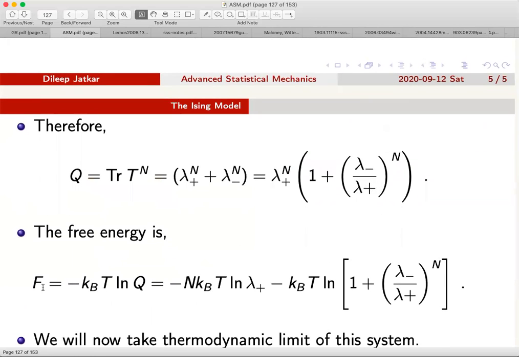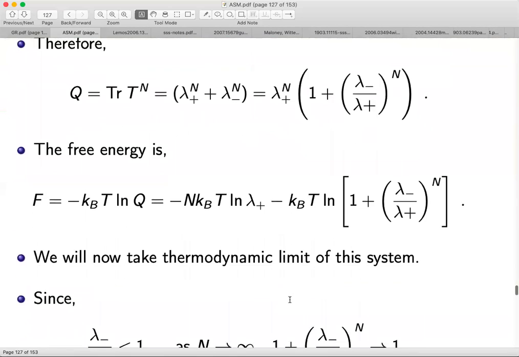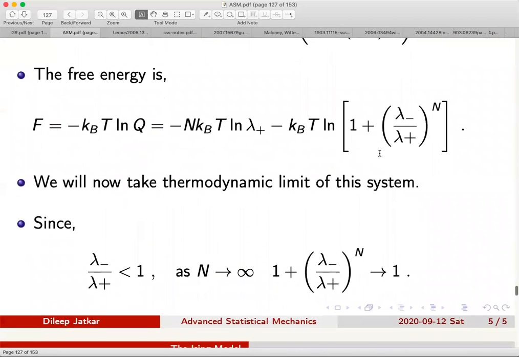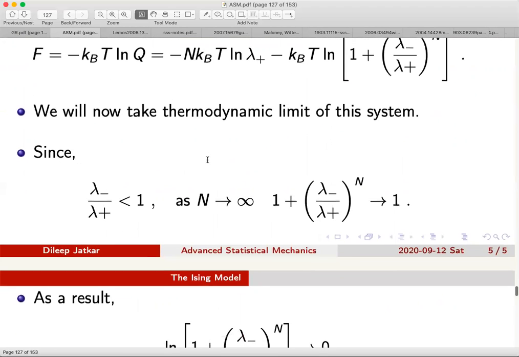Fine. So we can compute the free energy, which is also something we did last time, and we said that in the thermodynamic limit you can say that this quantity goes to 1, and therefore your free energy basically corresponds to the log of lambda plus times the N k T factor.